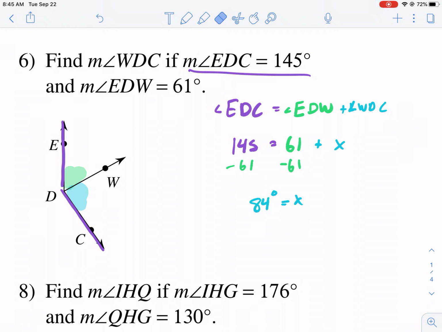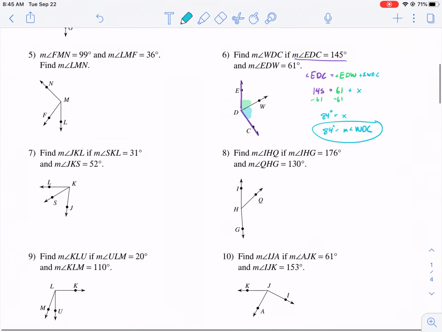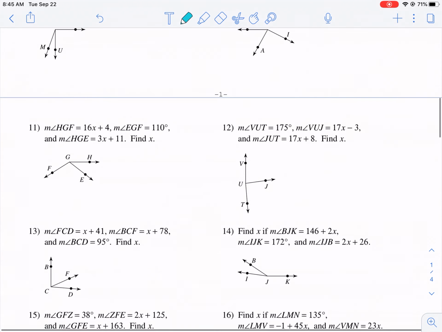Okay, that's the same thing as the measure. Let me write this. X, that's the measure of WDC, sorry. So the measure of angle WDC equals 84. Now, do you have to be this specific? If you just write 84 degrees, is it good? In my opinion, it is, but I'm not sure what your geometry teacher is asking.